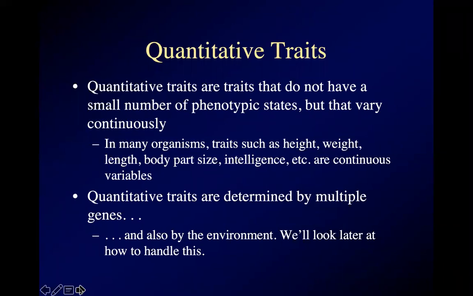Height, weight, length, body part size, you know, size of your fingers, size of your ears, size of anything else, intelligence, susceptibility to disease, things like that. They're all continuous variables, and they're determined by multiple genes. They also are frequently determined by the environment.